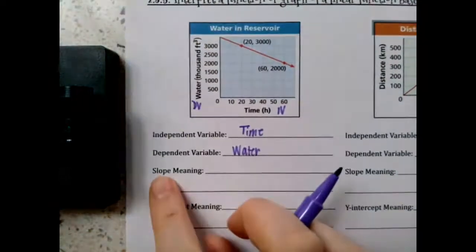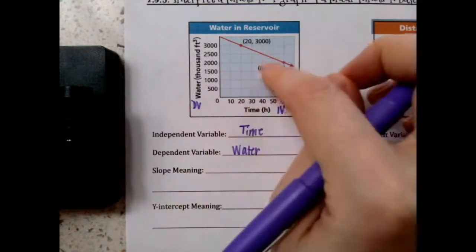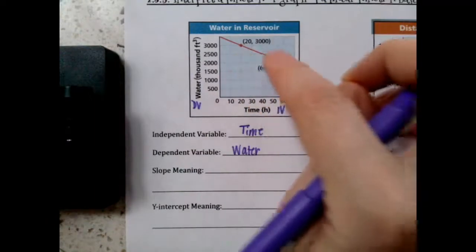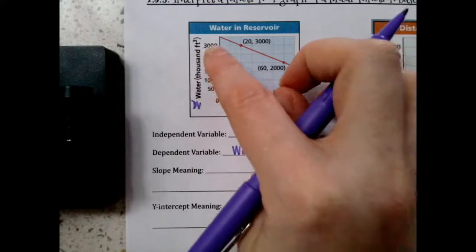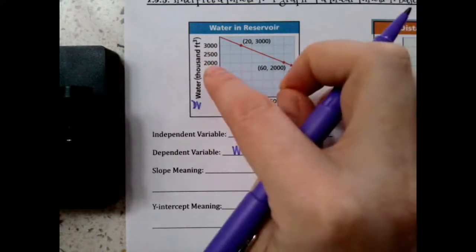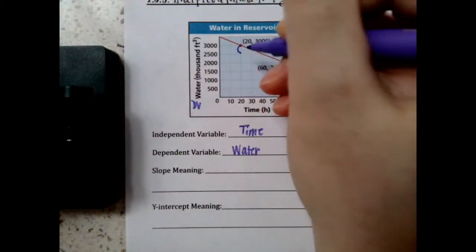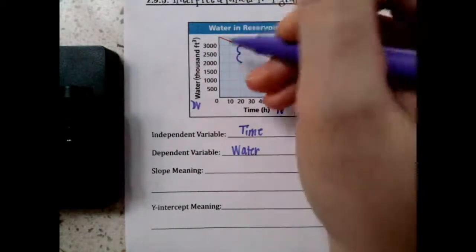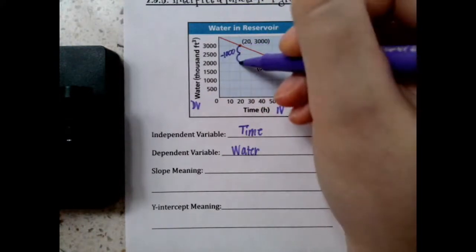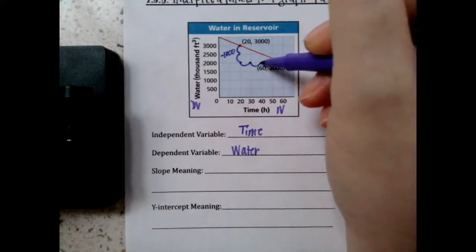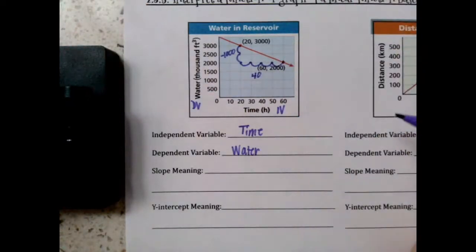And now we can interpret our slope and our y-intercept. So the first thing we need to do is actually calculate the slope. You can use the slope formula because they gave you 2 points, or you can count rise and run. Just be very careful with your scale. So this is not counting by 1. So even though I go down 2 boxes, I really went down 1,000. And even though I go over 1, 2, 3, 4 boxes, I really went over 40.